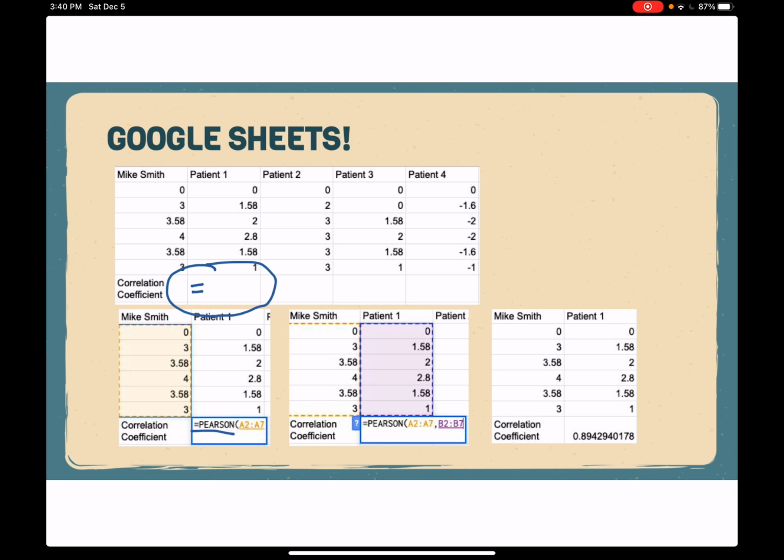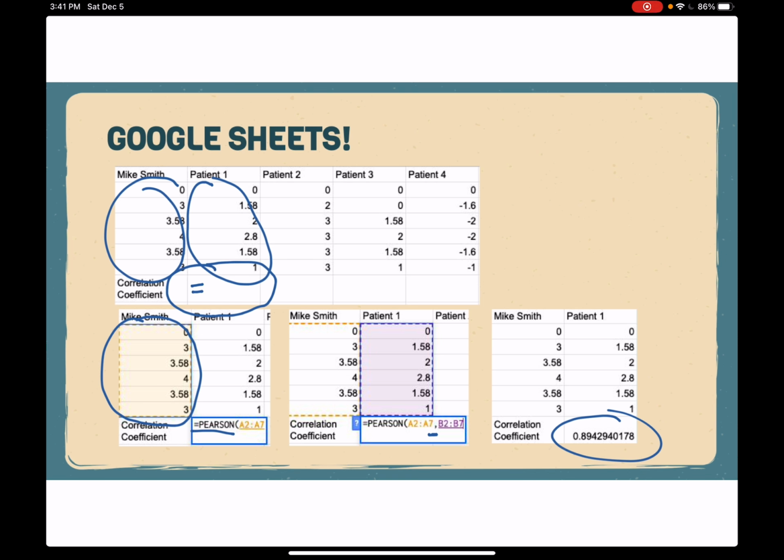It's actually already loaded into Google Sheets for you, so you don't have to type in this whole formula. You could type in the whole formula and use it that way, but they've created a shortcut for you in Google Sheets. You just type in Pearson, and then you select your first set of data, your first array. So you just click and highlight over all of Mike Smith's numbers, and then you hit comma, and then you highlight and select all of patient 1's numbers, and then just hit enter. And look, that's the number that we calculated together, 0.895 or 4 or whatever. So that's the number that we calculated together.